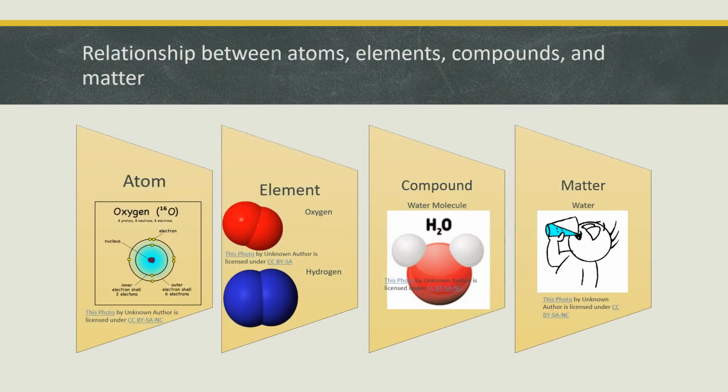As we see, there is a relationship between atoms, elements, compounds, and matter. An atom of oxygen is just an atom, but when you combine 2 atoms of oxygen, you form the element oxygen. Same with hydrogen. If you combine oxygen and hydrogen, you form the compound H2O, or as we know it, water. When you add multiple molecules of H2O together, you have a glass of water, which is quite refreshing, I might add.